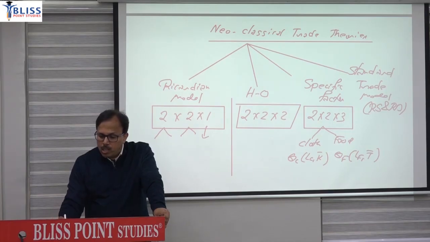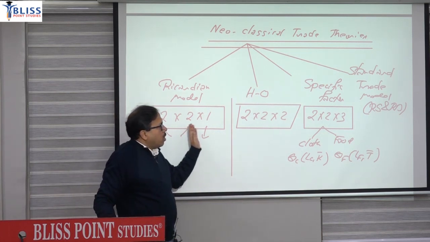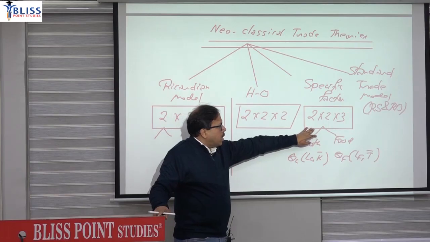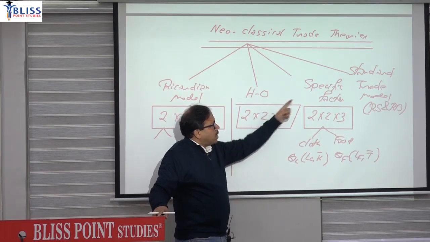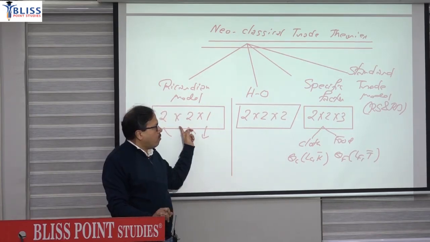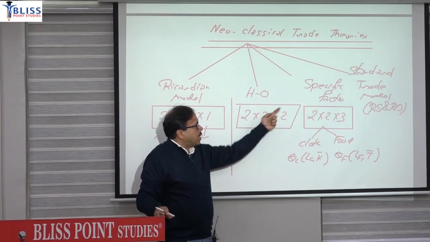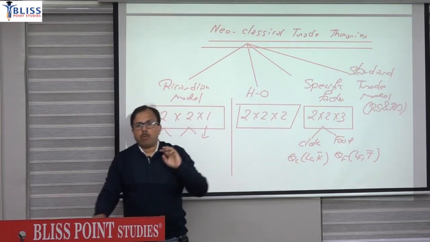I repeat, all these four are part of neoclassical. And this is chapter number 3, Ricardian model. Chapter number 4 will be the specific factor model, chapter number 5 will be the HO model, and chapter number 6 will be the standard trade model from Paul Krugman.